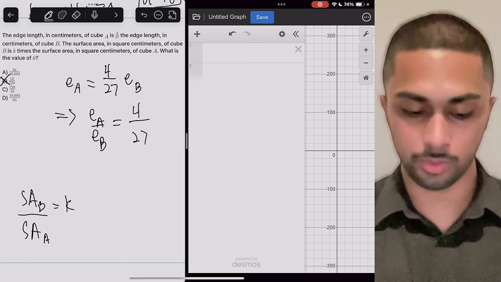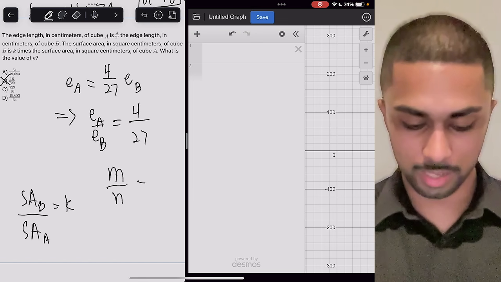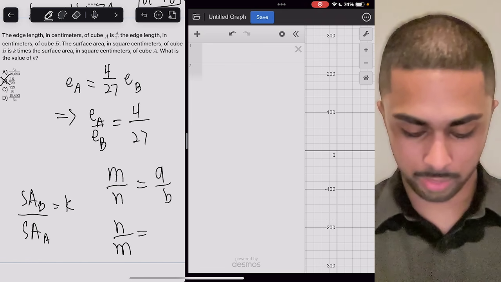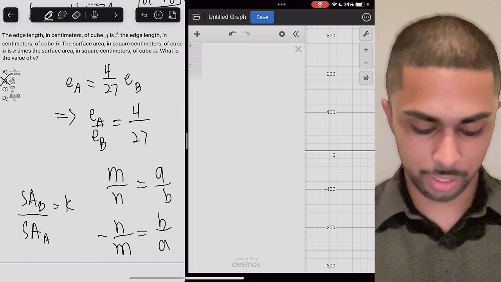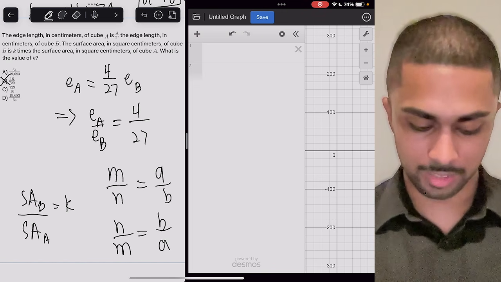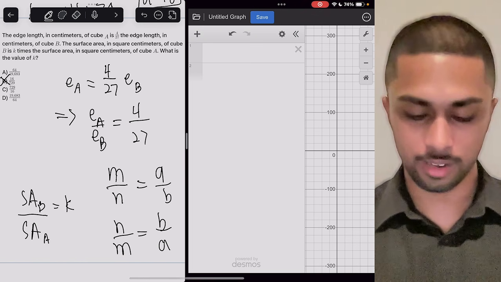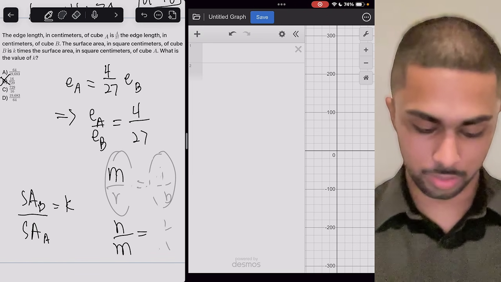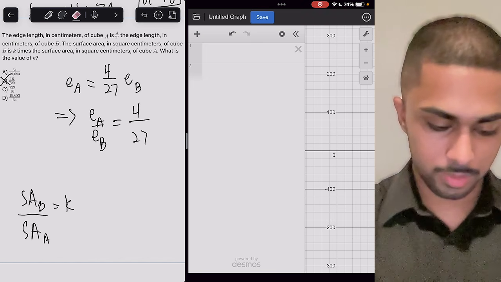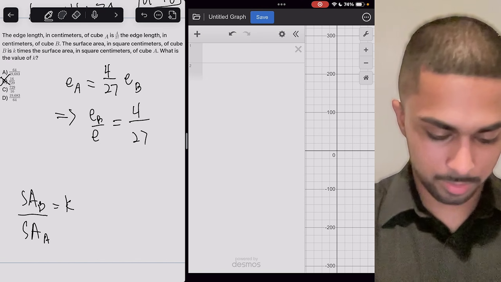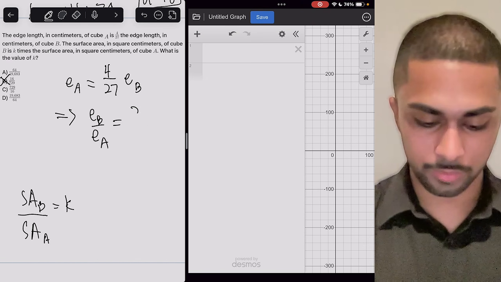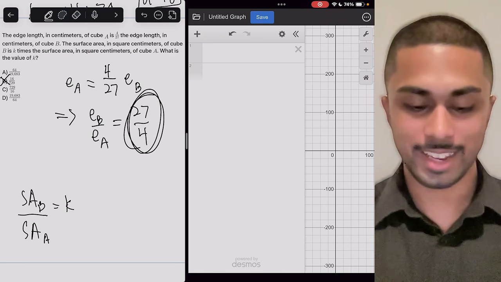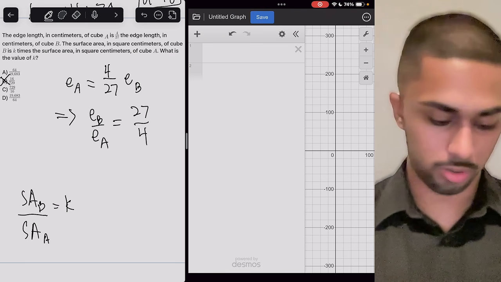Anytime you have a fraction over a fraction, like m over n equals a over b, you can just flip them. N over m equals b over a. Make sure there's nothing added or subtracted to either side, but as long as it's a fraction equals another fraction, you can flip them. And then these two get flipped, 27/4. So our correct scale factor is 27/4.